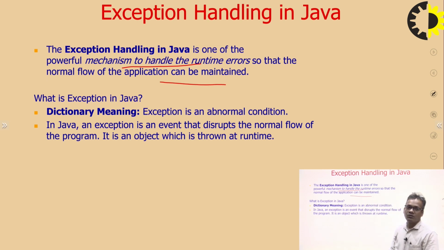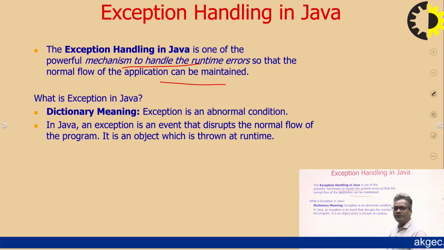What happens when your program has runtime errors? The program is terminated abnormally and this causes your program failure. That's why we use exception handling, so that if there is some error during runtime, it can be easily handled by the programmer and the next line of code can be executed normally.